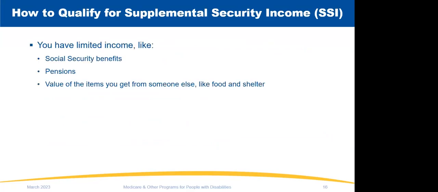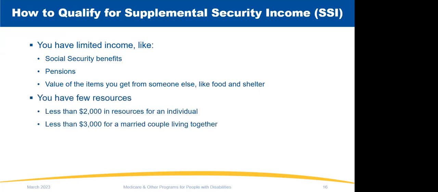Now, in order to qualify again for SSI, you have to have limited income and resources. So income can be either earned or unearned. Your earned income is going to be your wages and your self-employment. Here you see a few examples of unearned income: any other Social Security benefits, your pensions, your VA benefit, the value of items that you get from other people, like food and shelter. We place a value on those things that you receive from other people, and that value will be put towards those income limits. You have to also have limited resources.